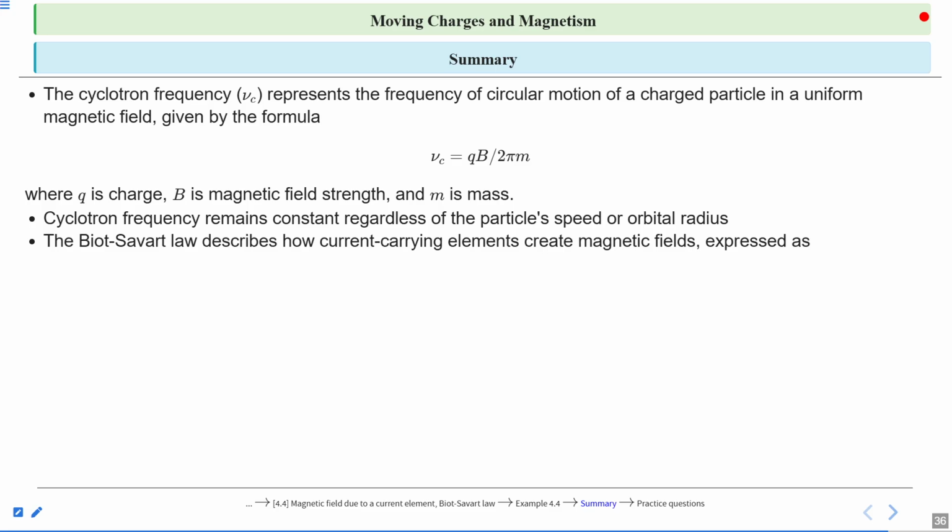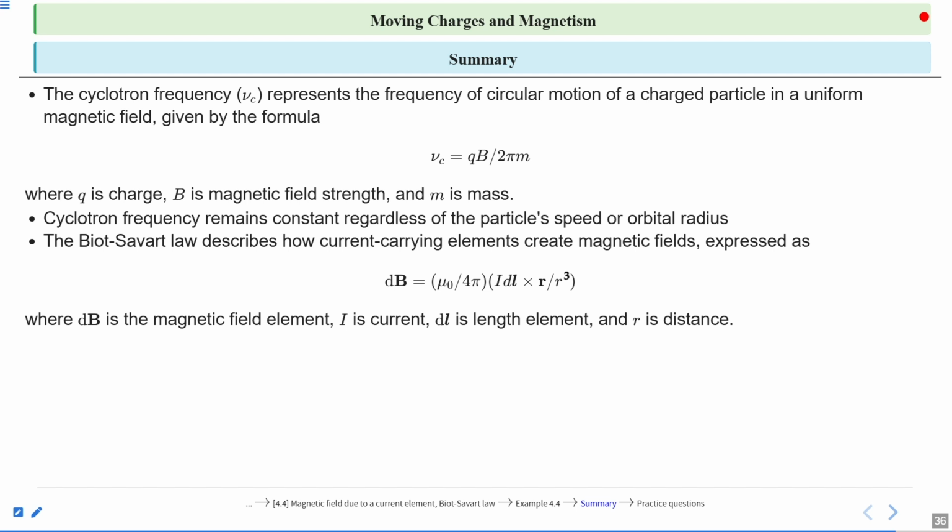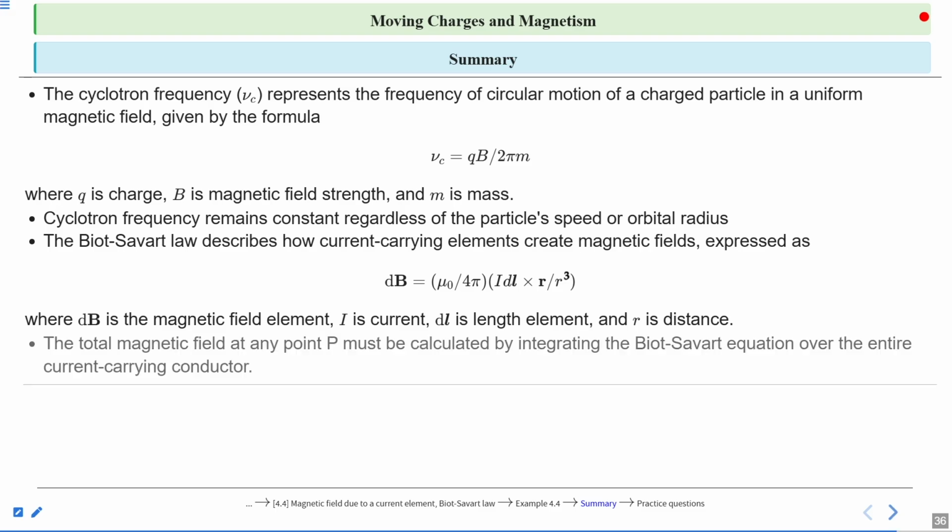The Biot-Savart law describes how current carrying elements create a magnetic field, expressed as dB equals μ0 by 4π, I dl cross r upon r squared, where dB is the magnetic field element, I is current, dl is length element, and r is distance. The total magnetic field at any point P must be calculated by integrating the Biot-Savart equation over the entire current carrying conductor.